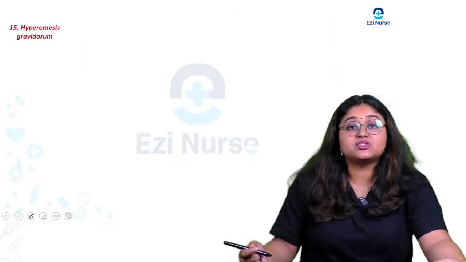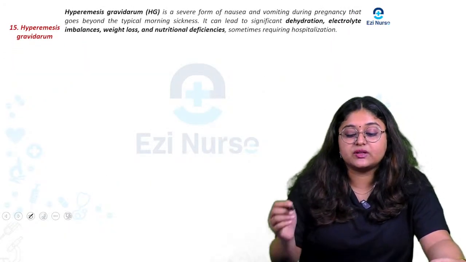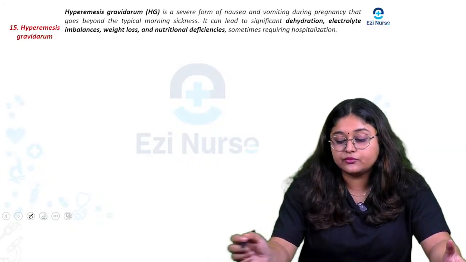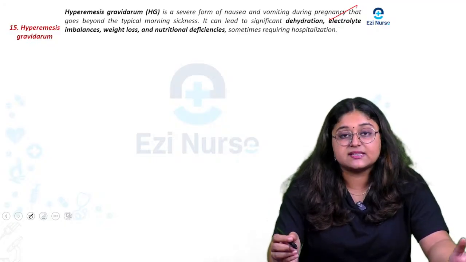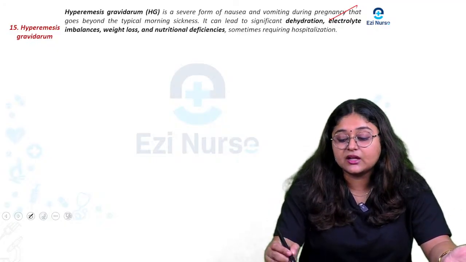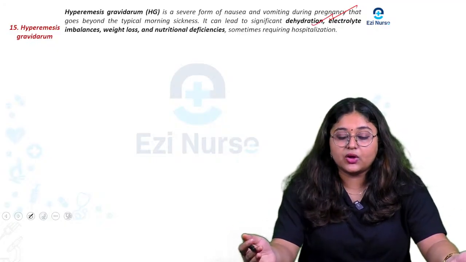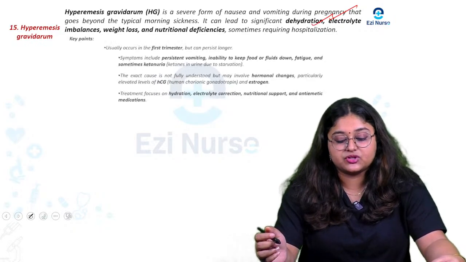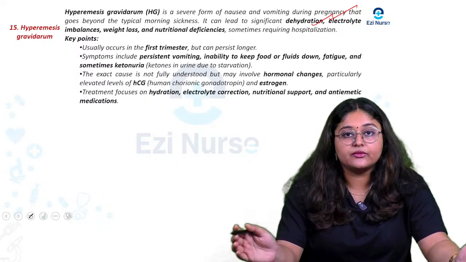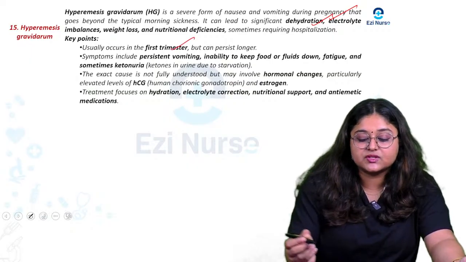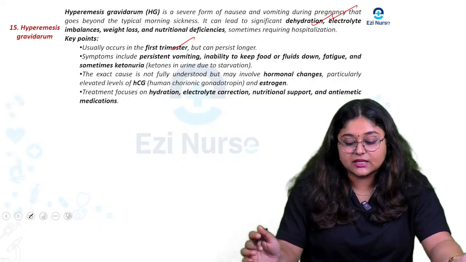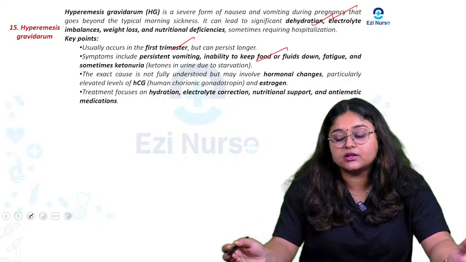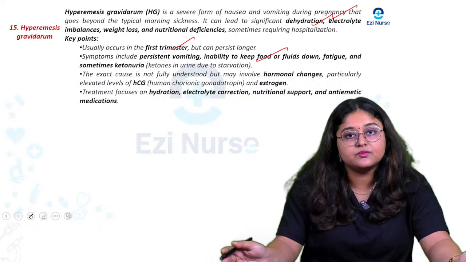Now come to the next, that is hyperemesis gravidarum. It is a severe form of nausea and vomiting during pregnancy, which goes beyond typical morning sickness, and it can cause significant dehydration, electrolyte imbalance, weight loss, and nutritional deficiency. So what are the things you have to keep in mind? It occurs in the first trimester but can persist longer, and symptoms include persistent vomiting, inability to keep food or fluids down, fatigue, and sometimes ketonuria.